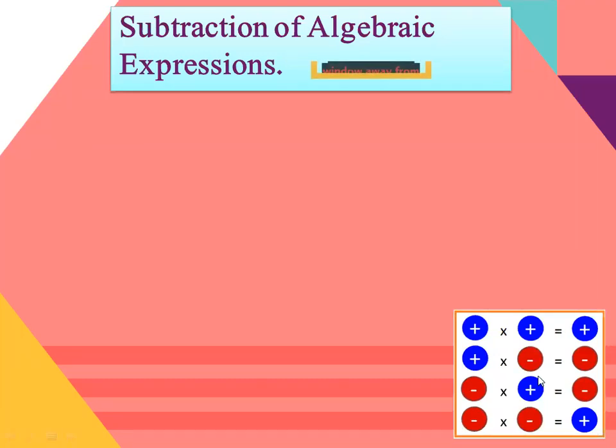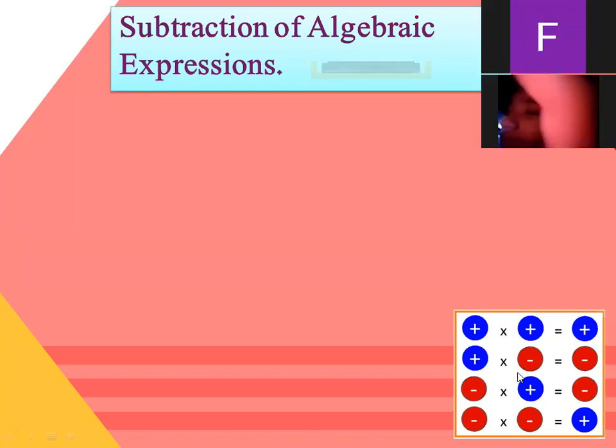Now as you can see here, look at this one. These are the sign multiplication rules. This is a very important thing that we are going to use today, so I am going to repeat it. Plus multiplied by plus will be plus. Plus multiplied by minus will be minus. Minus multiplied by plus will be minus, and minus multiplied by minus will be plus. So keep this in your mind. You have to learn sign multiplication.